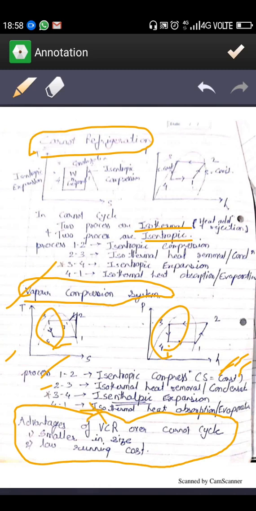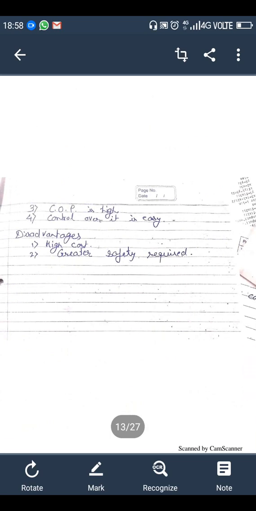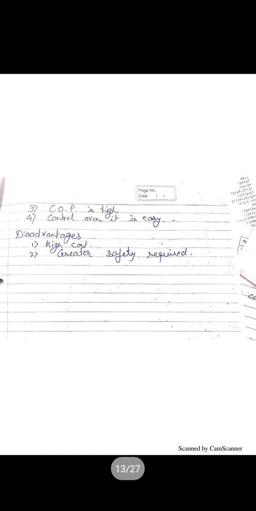Now advantages of VCR over Carnot cycle. VCR is smaller in size and having low running cost as compared to the Carnot cycle, and a Carnot cycle cannot be possible in practical. It is imaginary one. Again, the COP of vapor compression cycle is high as compared to the Carnot, and control over vapor compression refrigeration system is easy as compared to the Carnot cycle. The disadvantages of vapor compression refrigeration system is that its cost is high and it requires greater safety.